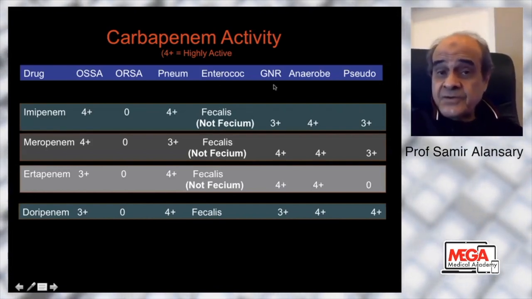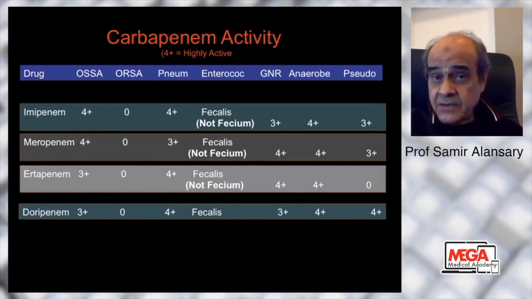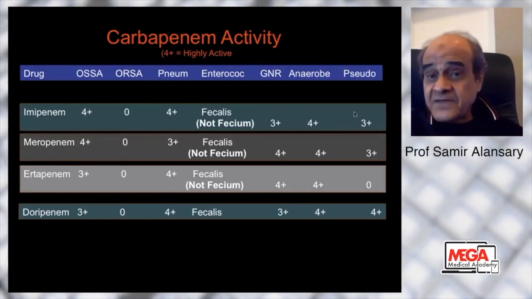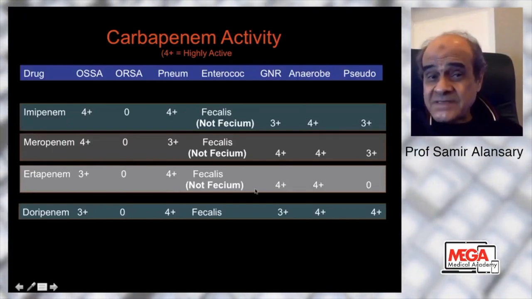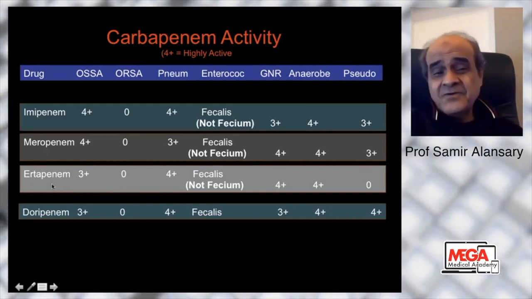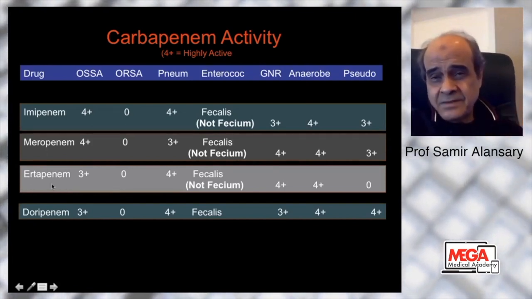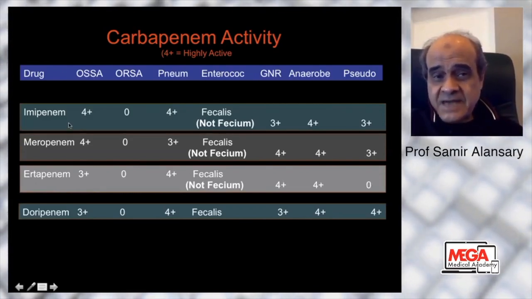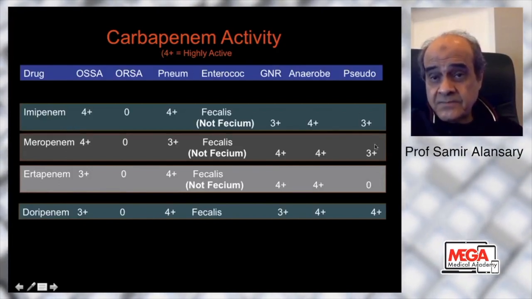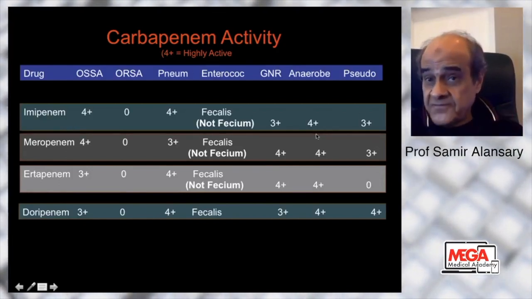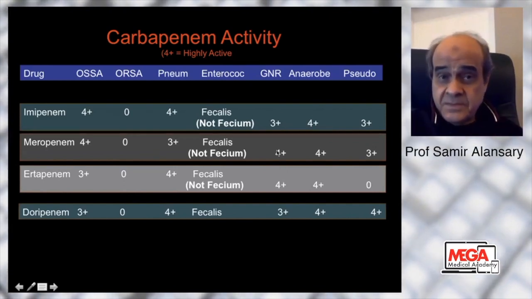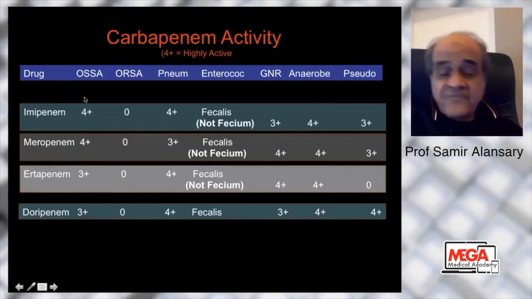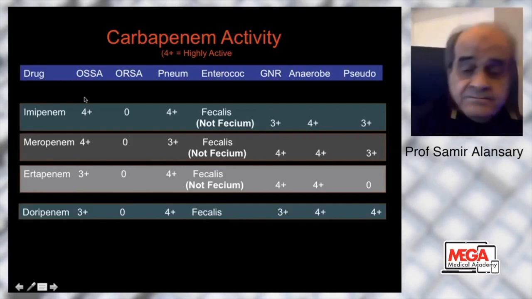Also very good drugs for gram-negative organisms. All of them are effective against anaerobes. All of them are effective against Pseudomonas except ertapenem. Ertapenem really is a very good drug because it is used once daily, but it is not effective against Pseudomonas. But the other drugs are effective against Pseudomonas, anaerobic infections, gram-negative organisms, Enterococcus faecalis only, and Staph aureus. Not affecting MRSA.